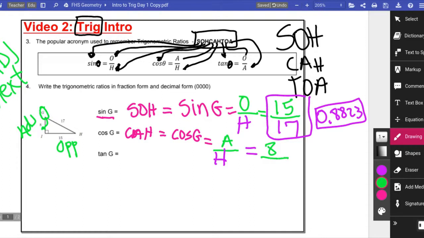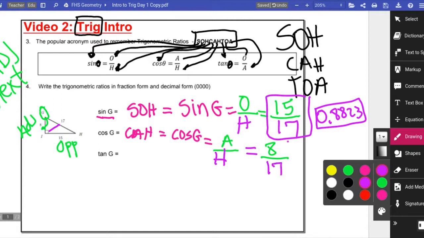The hypotenuse is always located across from the right angle. Boom. Technically, this is your answer. But then again, you never know. They might ask you for decimals, so you just write it out. 0.4706. All right.